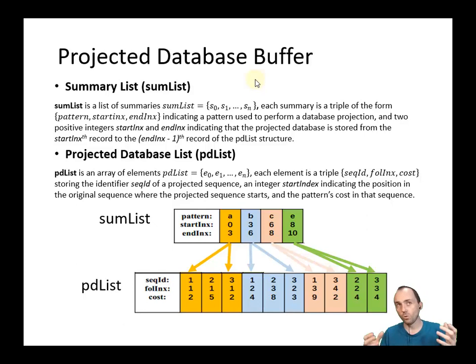To reduce the amount of memory that we use, when we do a copy of the database, we use a special buffer. We call it the projected database buffer. And this will reduce the memory and improve the speed of our algorithm. I will not explain this in detail, but if you are interested, you can read the paper to see how it works.